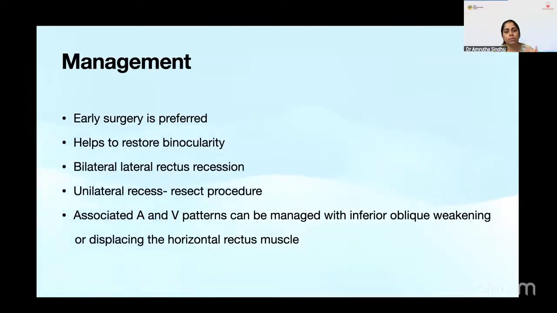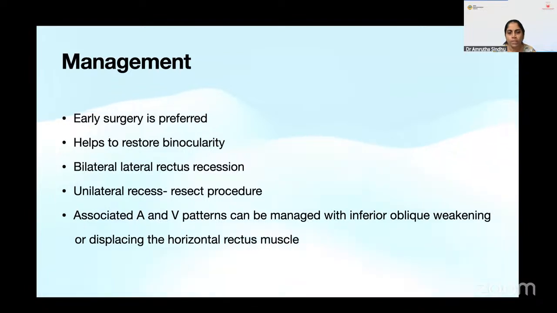So the preferred surgery of choice is either a bilateral lateral rectus recession in case of smaller or moderate angles, or you can go for a unilateral recess resect procedure, especially when the angle is very large, when you feel that bilateral lateral rectus recession may not correct the deviation fully. In that case, you can go one eye at a time. So you can recess and resect one eye followed by the other eye. So in this way, you can correct larger deviations.